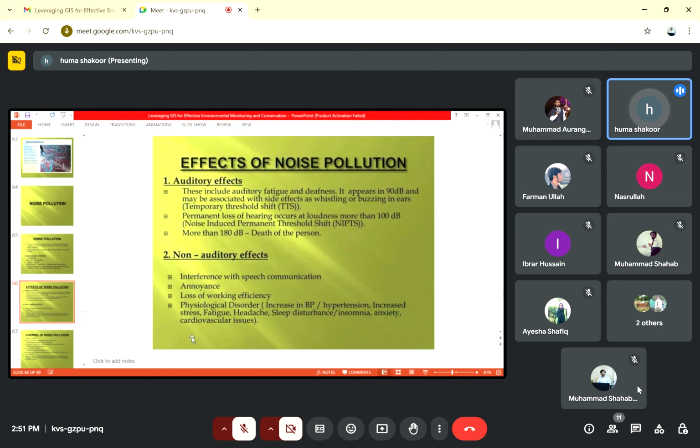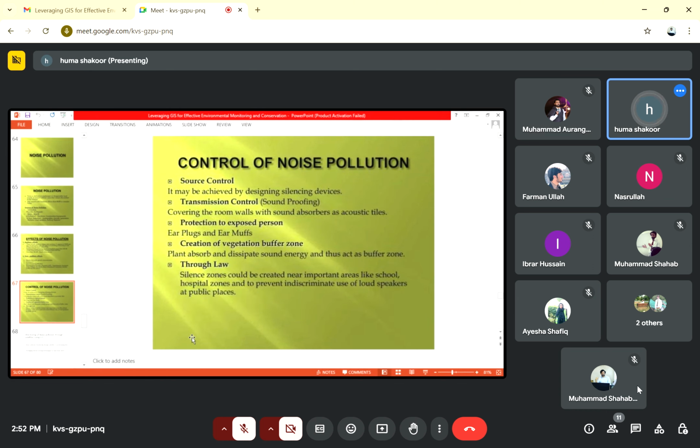What are the effects of noise pollution? As I told you earlier, it affects humans and the environment both, and also the biodiversity present in your surrounding, in the area which is resistant to the noise. So it affects both population and environment.